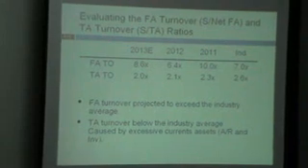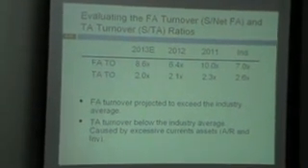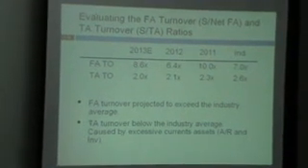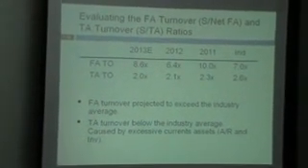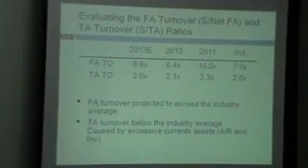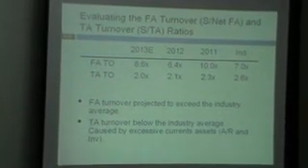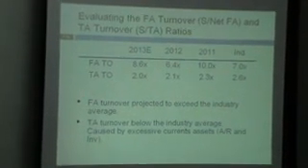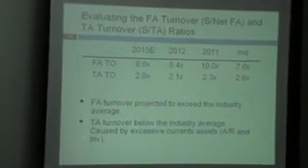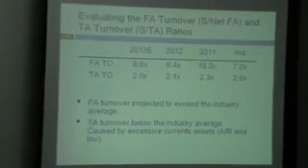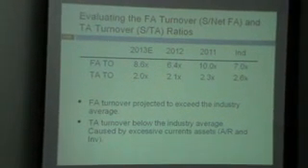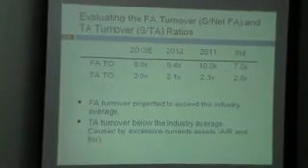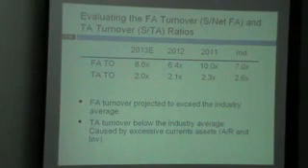Okay, now total asset turnover. As far as the industry is concerned, it is 2.6 times. So this company's total asset turnover is less than the industry, and you can see it is below the industry average. It could have been due to excessive current assets, which are accounts receivable and inventory. We have already seen that inventory is high for this company, and again accounts receivable could be high. That is why this total asset turnover is below the industry average.